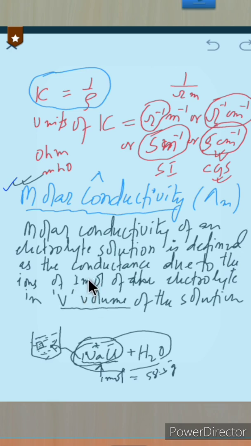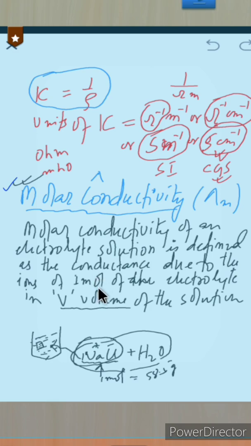So from that 1 mole of the electrolyte, there must be some ions. The conductance due to those ions will be called molar conductivity. Molar conductivity of an electrolyte solution is defined as the conductance due to the ions of 1 mole of the electrolyte in V volume of the solution.